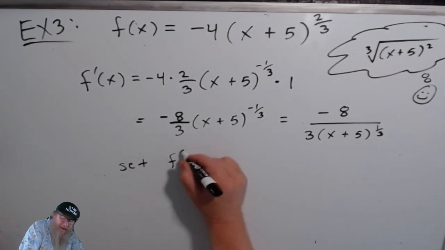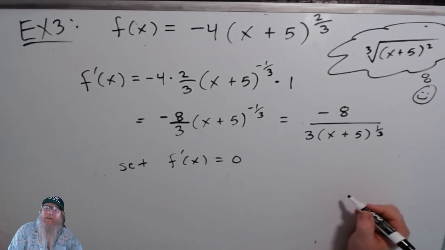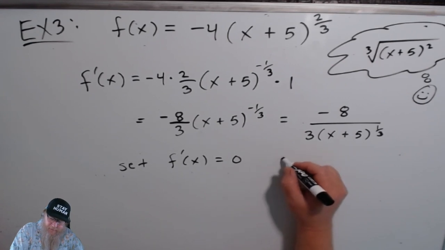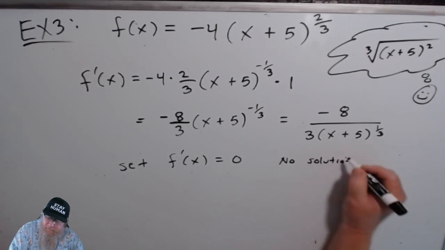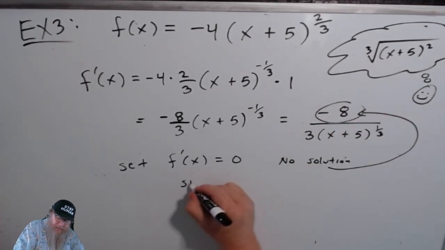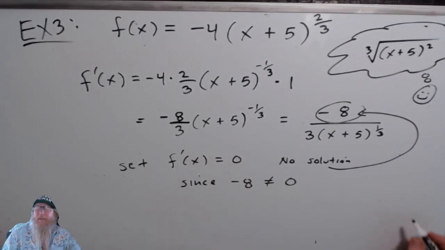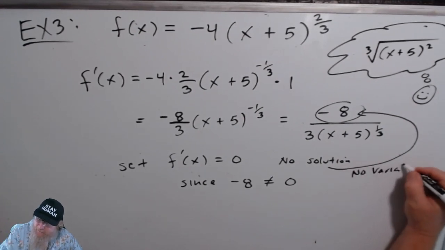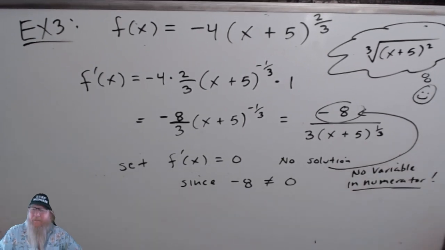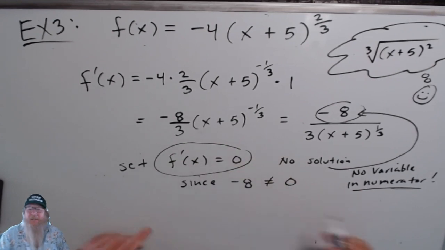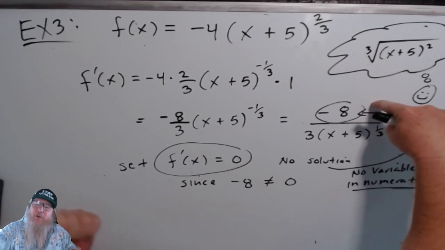So when we set f prime of x equal to 0, you get no solution, since negative 8 does not equal 0. There's no variable in the numerator. So when you set a function or a derivative or any equation equal to 0, you are setting the numerator equal to 0.